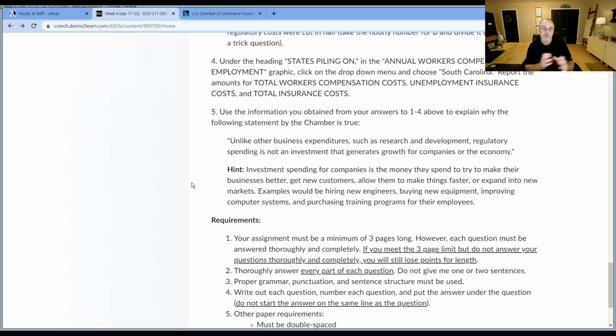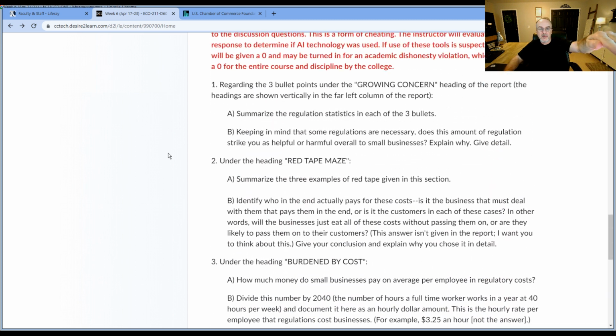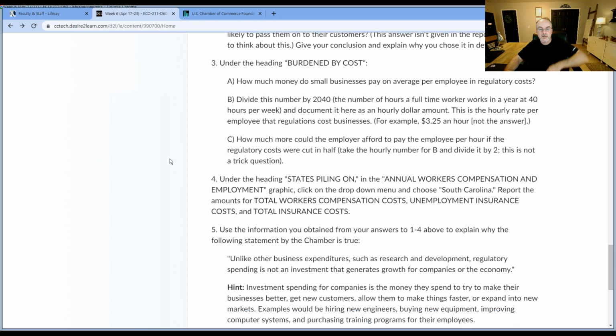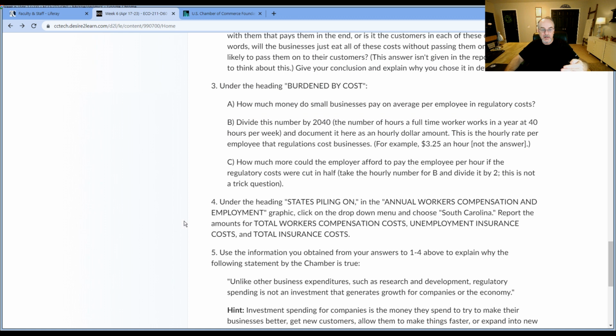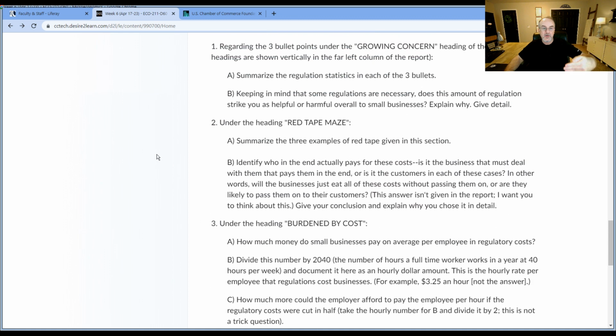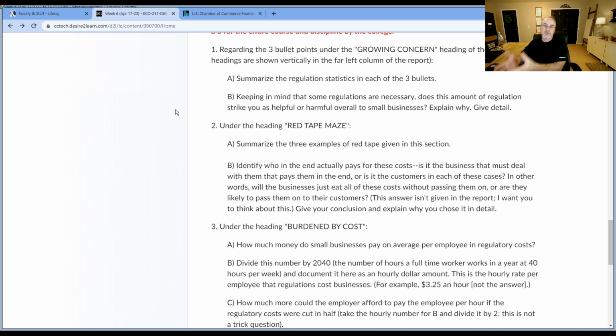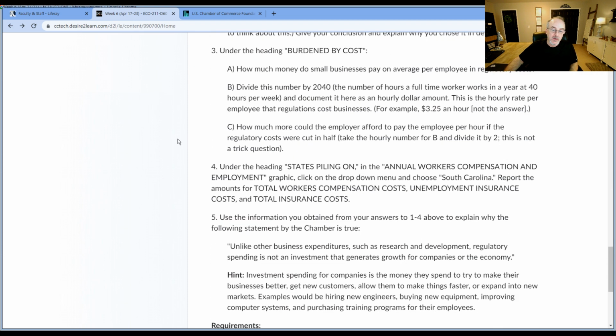Examples will be hiring new engineers, buying new equipment, improving computer systems, and purchasing training programs for their employees. All right. So explain to me why this statement, in quotes here, is true given what we've learned in these other 4 questions. And in that answer, I want you to refer to what you picked up in number 4, what you picked up in number 3, number 2, and number 1. Use that to justify that statement that the chamber made. Okay? Don't just give me your opinion. Go back up to those questions and use that information to substantiate and justify your answer.